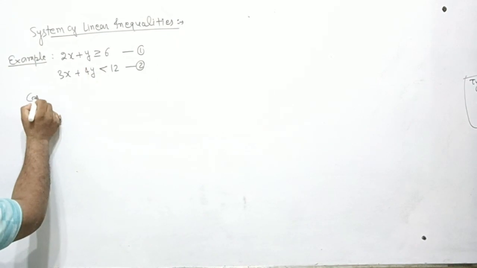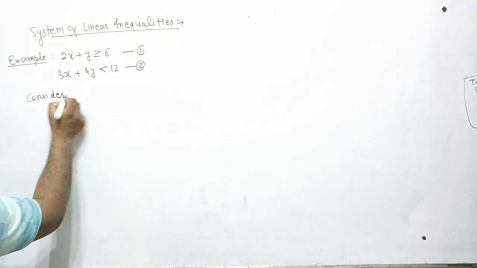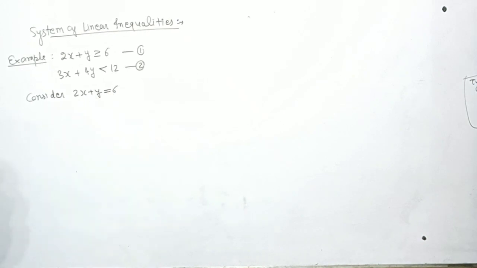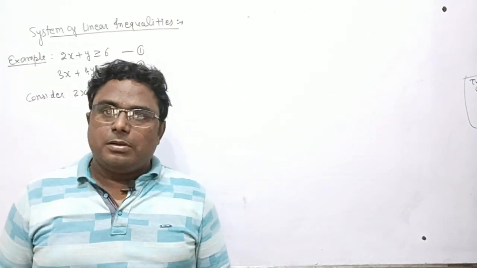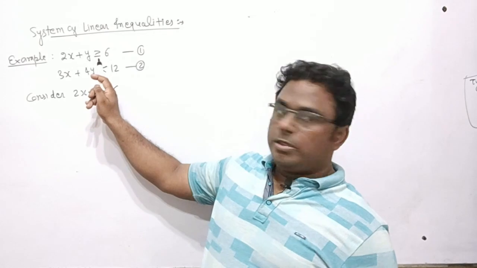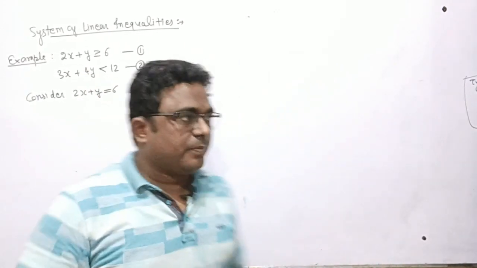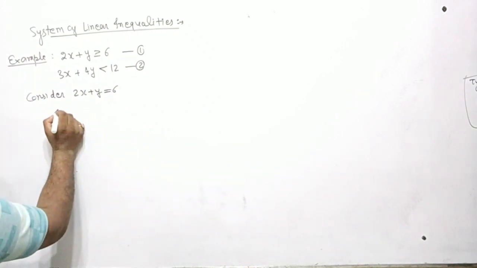Now see. First of all, you consider 2x plus y is equal to 6. As I told you in the previous example, whatever sign is given to you here, you don't bother about that; you ignore that and take only the equal sign. Now draw a table.